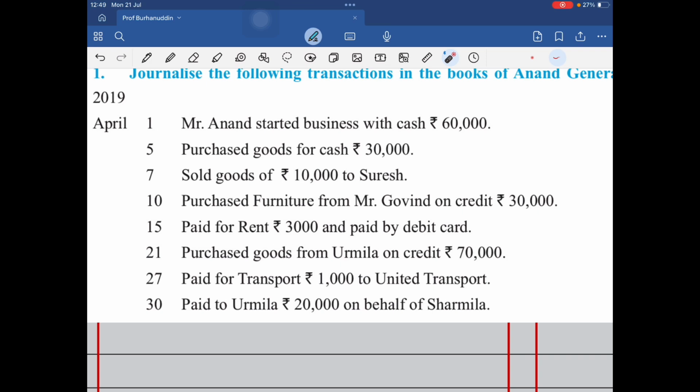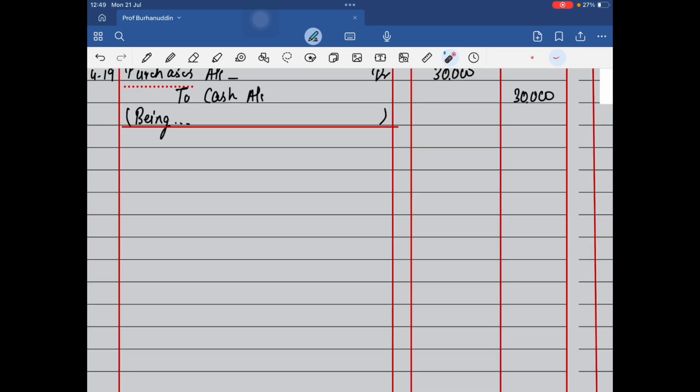In this question, they have said sold goods to Suresh. Have they said that the payment was received? They did not. In the transaction, did they use the word cash? When they are not using the word cash, that means the payment wasn't received. If the payment is not received, it's a credit transaction, and if it is a credit transaction, you write the name. That's why the entry would be Suresh account debit to sales account.